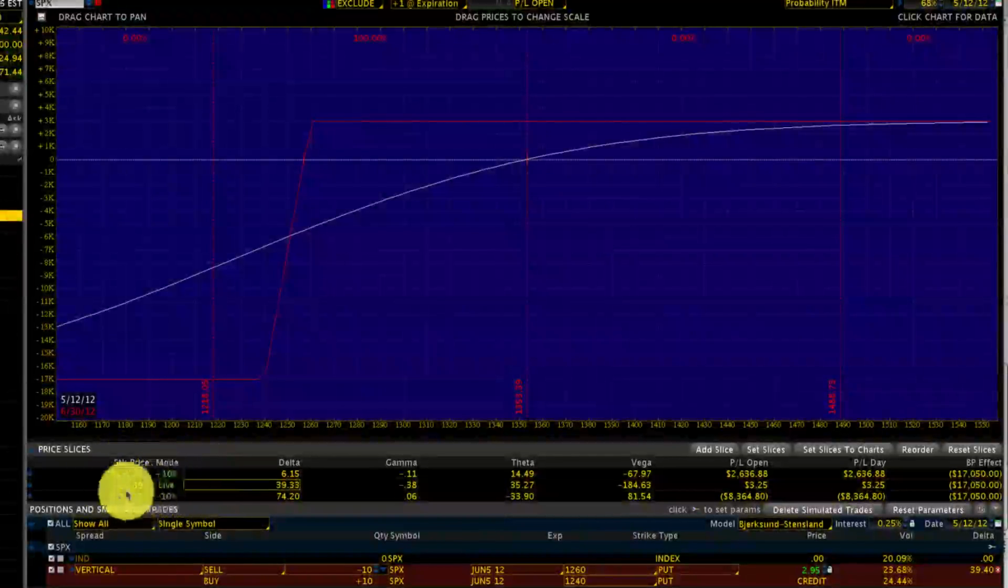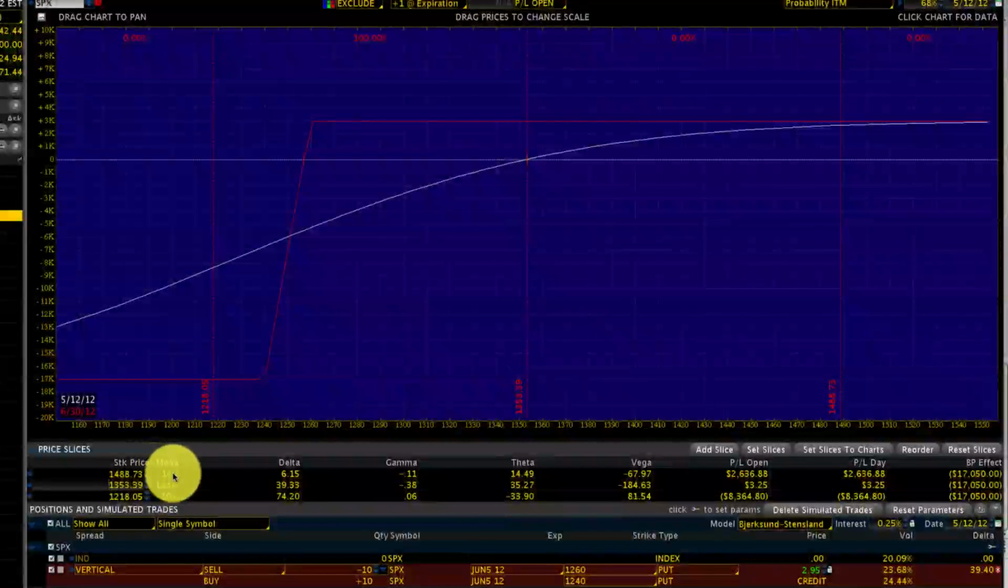So it tells you, 1353 is the current SPX price. So the plus 10% tells you what will happen to your position if the S&P 500 goes up 10%. So it will be going from 1353 to 1488. Now that's a huge jump. I don't think simulating something like plus 10% is going to be very helpful.